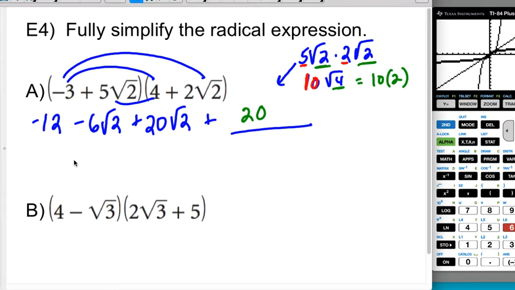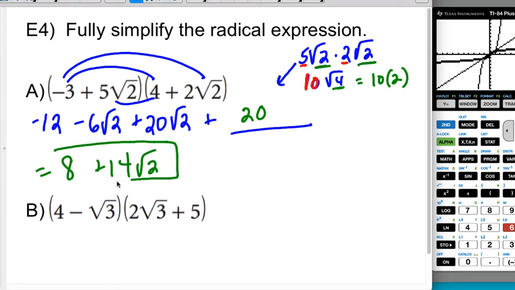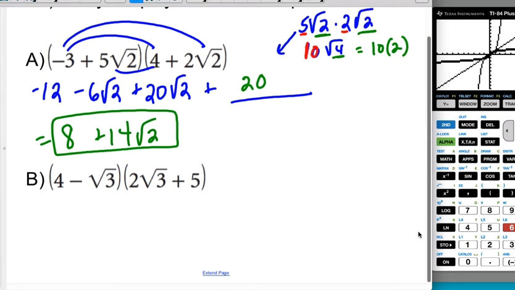Once I have that, I can combine my like terms. The negative 12 and the 20 will give me an 8. The negative 6 root 2 and the positive 20 root 2 gives me a positive 14 root 2. And there you have it. All right, let's do another one.